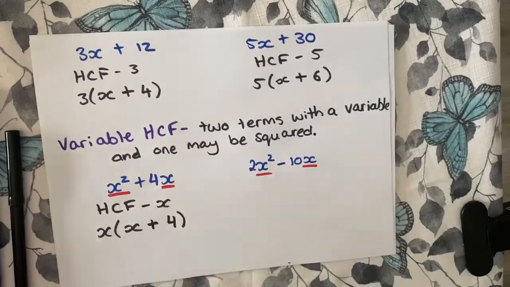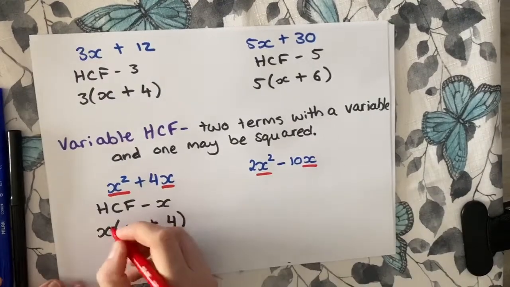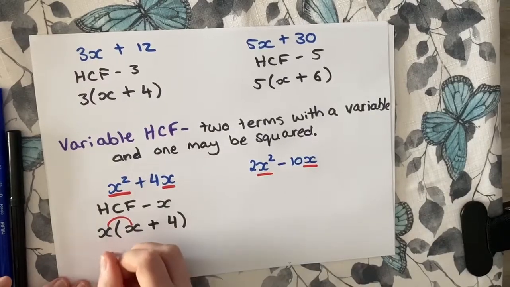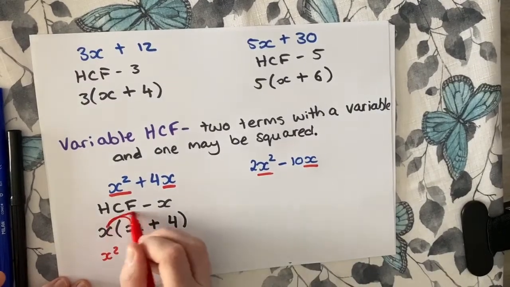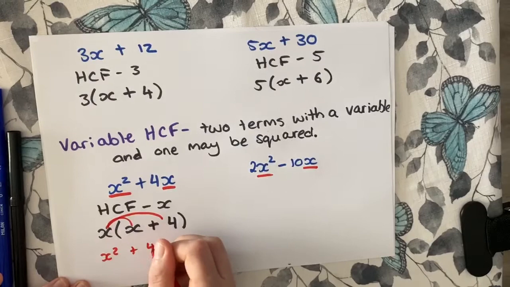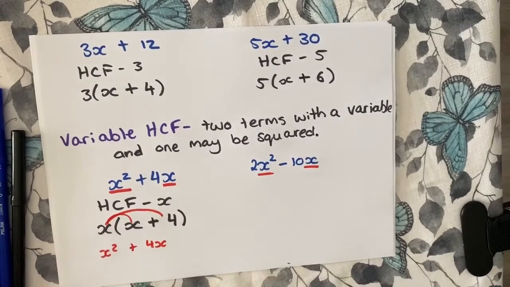And if you're not sure you're doing it right, you just expand. So if I go x times x, I'm going to get x squared. If I go x times 4, I'm going to get 4x. Okay, so that's how you double check whether you've done it right or not.